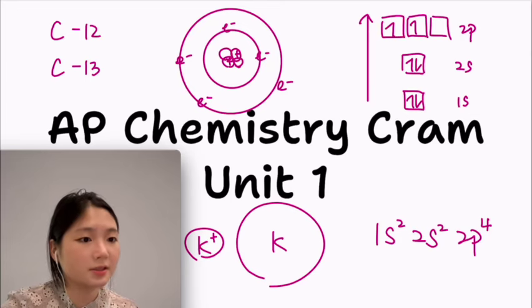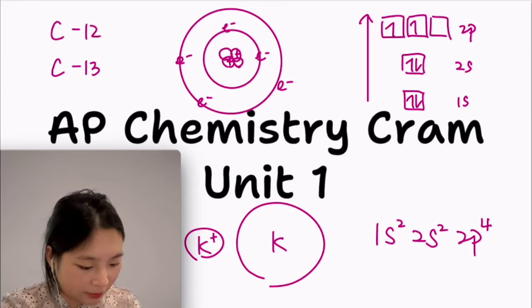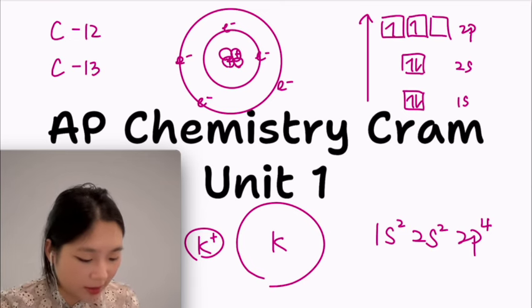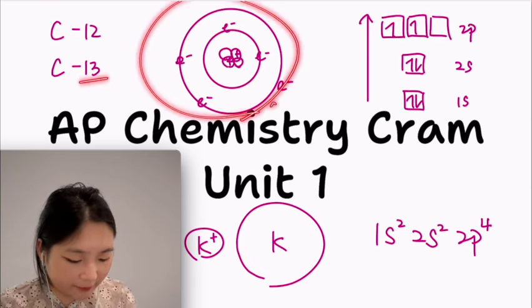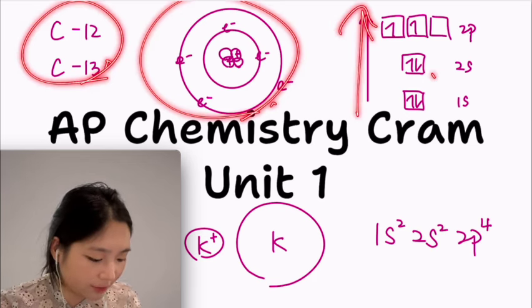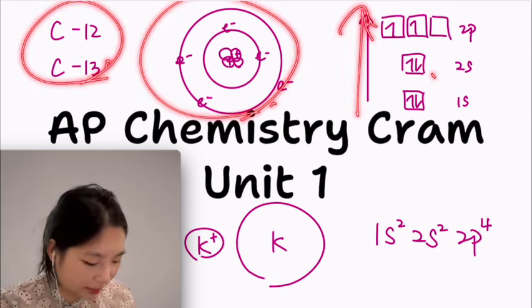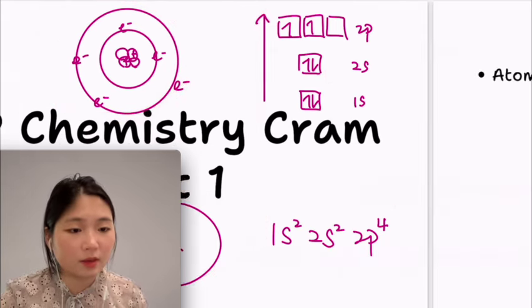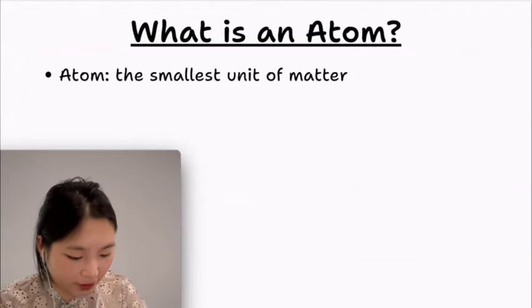This is AP Chemistry, Cram Study, Unit 1. In Unit 1, we're going to learn different forms of matter, the definition of an atom, atomic structures, different forms of an atom, which are called isotopes, and the energy levels of the shells and subshells, electron configuration, and periodic trends. Let's get started. So we're going to start from the definition of an atom.